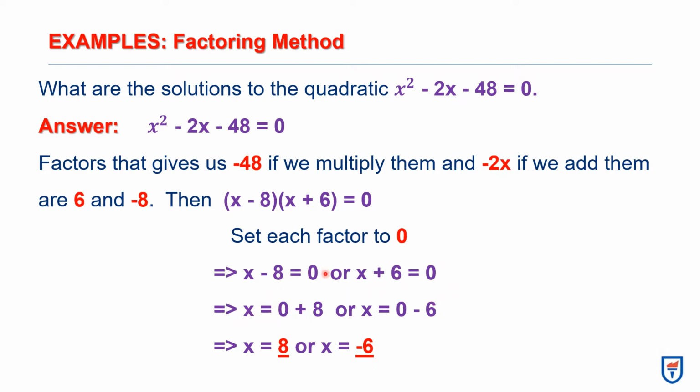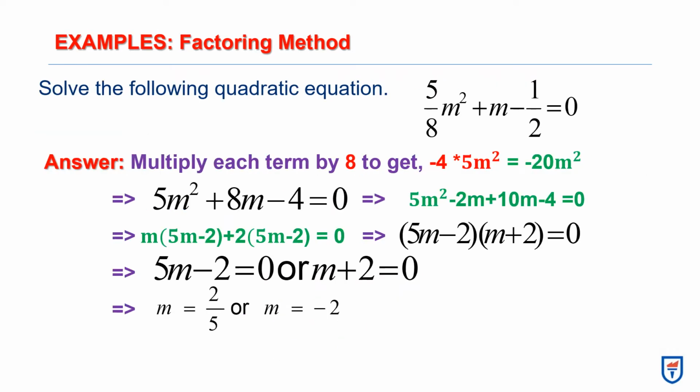When 8 jumps to the other side, it is going to be a positive. So we end up having x is equal to 0 plus 8, which gives us the value of x as 8. The second one here, we have got x plus 6 is equal to 0. 6 is going to jump the equal sign to the other side, and we end up having x is equal to 0 minus 6, which reduces to the value of x as minus 6. So the solution of this quadratic equation using simple factorization is x is equal to 8 and x is equal to minus 6.